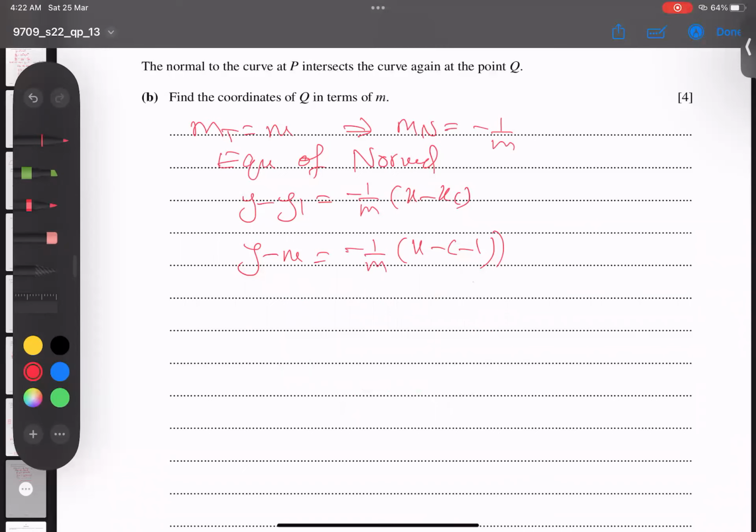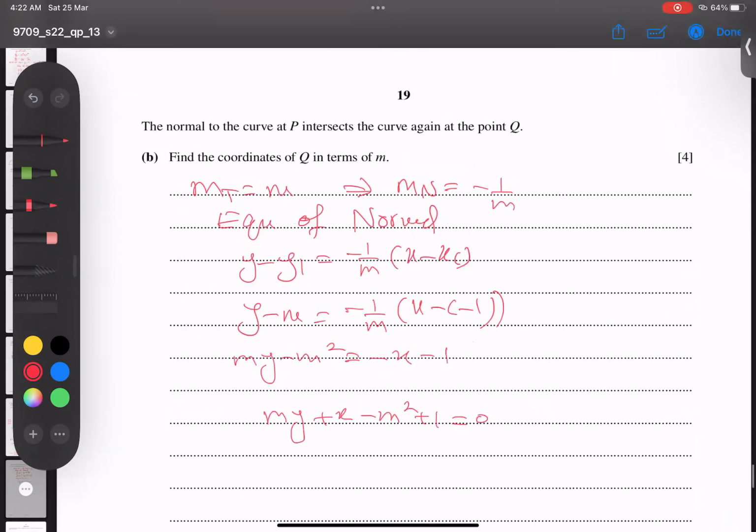Okay. So this becomes my minus m square and minus x, this minus 1. I got it this way because he was asking here for the equation of the line. So I got my plus x and minus m square plus 1 equals 0. I repeat my words. First of all, I know the tangent gradient is m, so I got the negative reciprocal, and I used a point, and I got the equation of the normal.